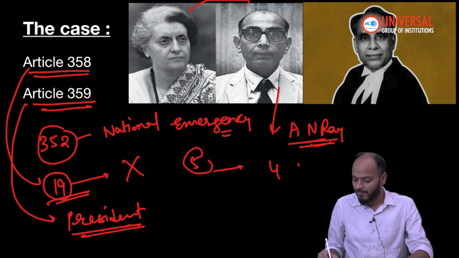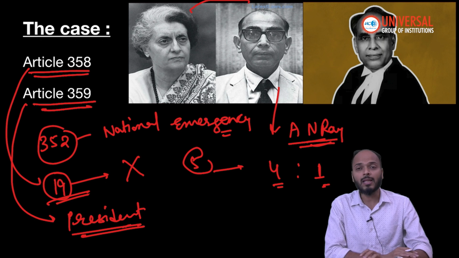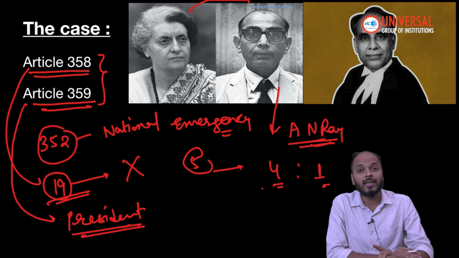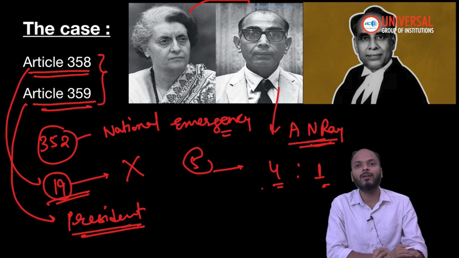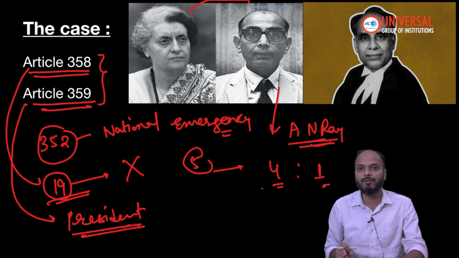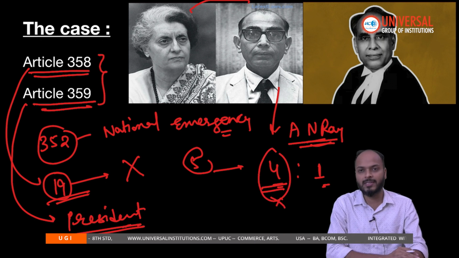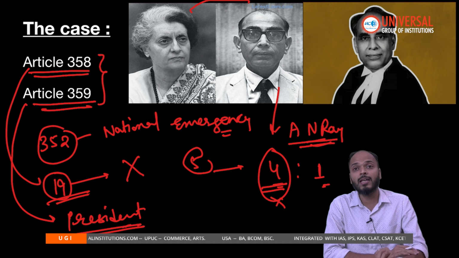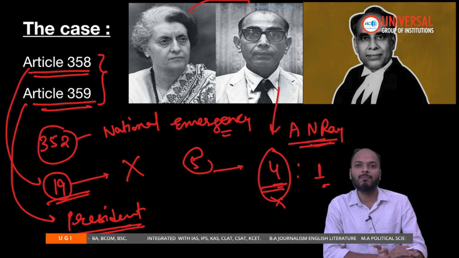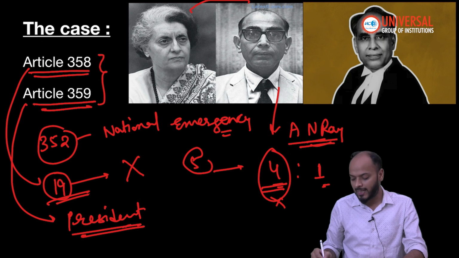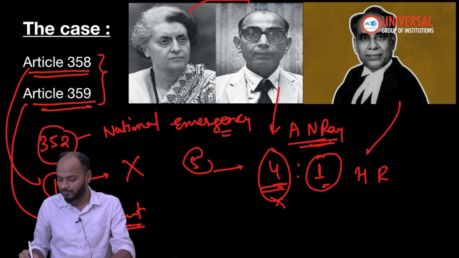This 5-judge bench, with a majority of 4:1, passed the verdict saying that Articles 358 and 359 empower the government to take away or abridge the fundamental rights during the time of emergency, and hence if Article 21 is violated, there is nothing wrong with this, right? So 4 of the judges, including the Chief Justice of India, were in favor of the government, saying Article 21 during the time of emergency can be abridged, can be taken away. The only dissenting judge in this particular case was Justice H.R. Khanna.